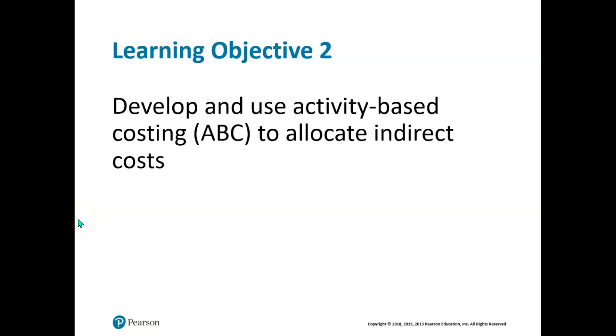Okay, this is video 2. Learning objective 2: develop and use activity-based costing to allocate indirect costs. So we've gone from one lump of manufacturing overhead to dividing it between two departments. And now we're going to allocate it based on what the activities are.